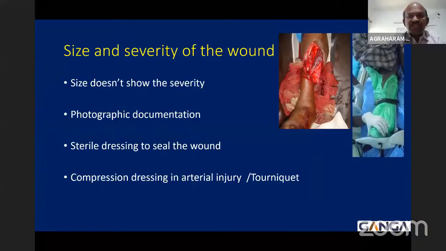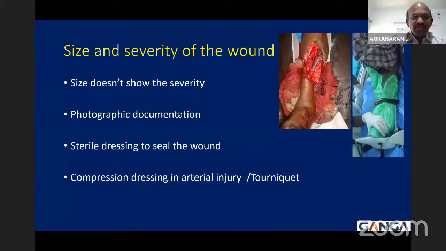Once we see the general condition of the patient, we resuscitate, and then we look at the whole body of the patient and look for other injuries. And then we need to look at the limb, and in the limb we need to look at the size of the wound and the severity of the wound.